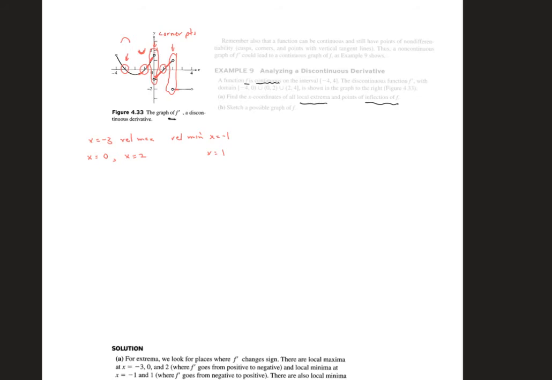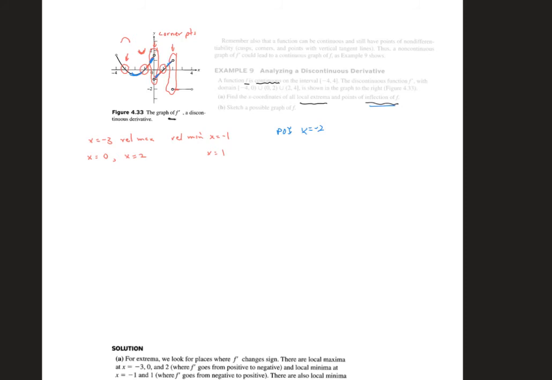These are relative extrema. Now, inflection points are going to be where the derivative changes from increasing to decreasing. So if we look for places where our derivative goes from decreasing to increasing, at x equals negative 2, we're going to get an inflection point. And it also looks like it goes from increasing to the left here, but then it's increasing again there. So that's not going to be an inflection point.